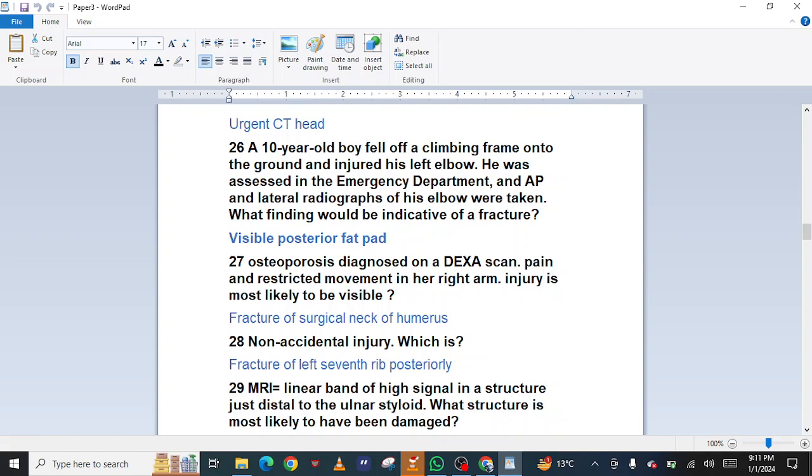26. A 10-year-old boy fell off a climbing frame onto the ground and injured his left elbow. He was assessed in the emergency department, and AP and lateral radiographs of his elbow were taken. What finding would be indicative of a fracture? Visible posterior fat pad.